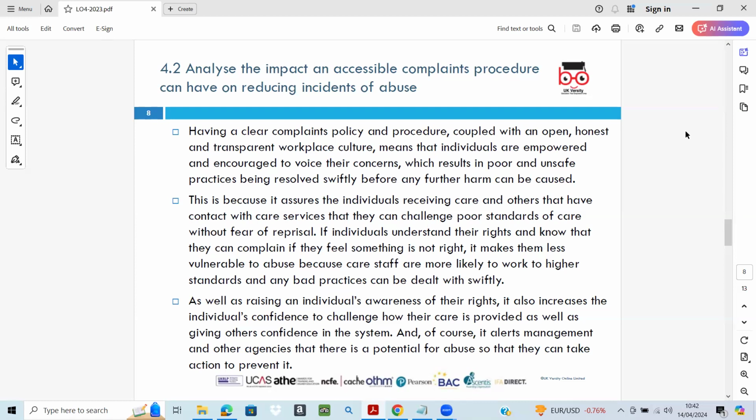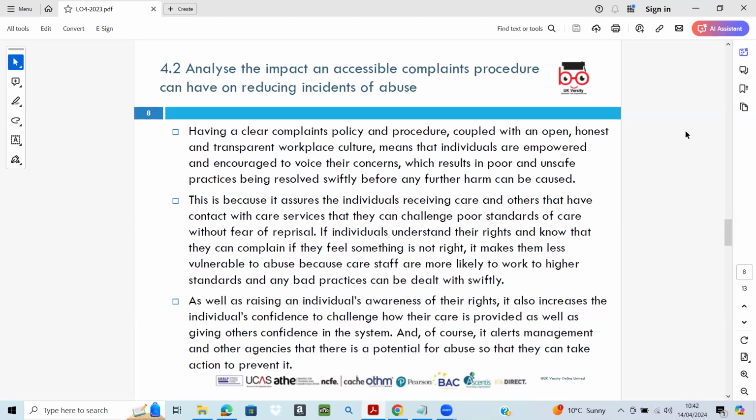When individuals feel empowered, they are more likely to speak up about poor or unsafe practices before these issues escalate into serious incidents. This early intervention is key to preventing further harm. An accessible complaint procedure ensures that concerns are not only heard but addressed swiftly. This brings us to the next point, the assurance it provides. This assurance that one can challenge poor standards of care without fear of reprisal is vital.